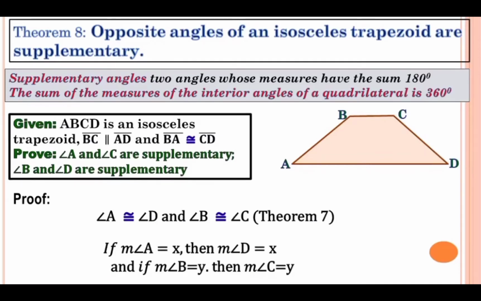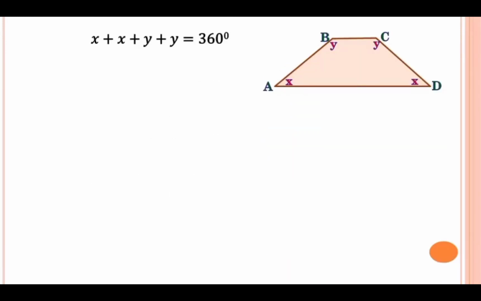Now, if measure of angle A is represented by x, then measure of angle D is also x. And if measure of angle B is represented by y, then measure of angle C is also equal to y, since they are congruent. They have equal or the same measure. So, if we're going to add the measures of the four interior angles of the given trapezoid, we will have x plus x plus y plus y equals 360 degrees.